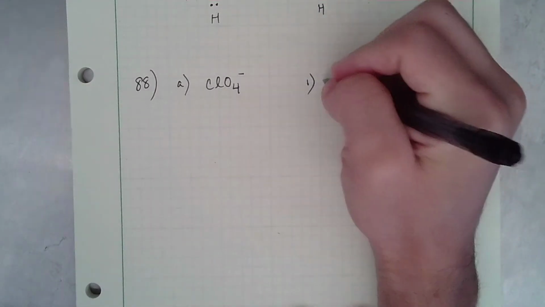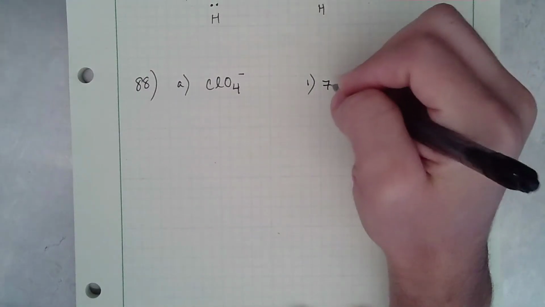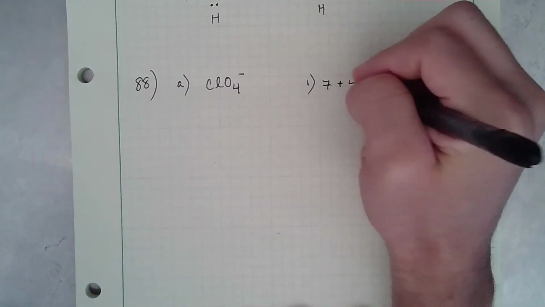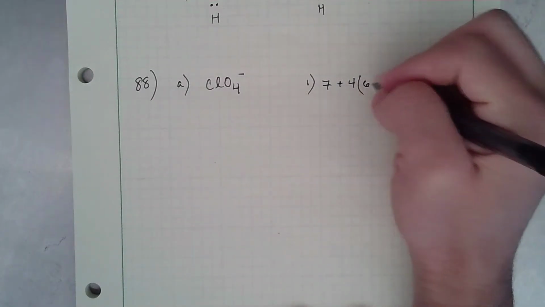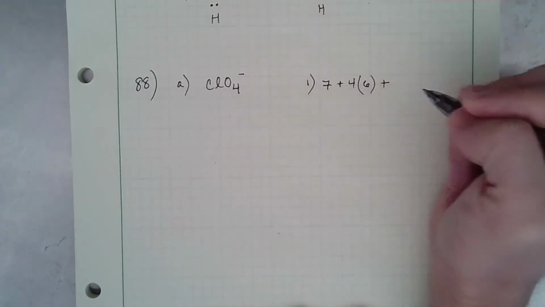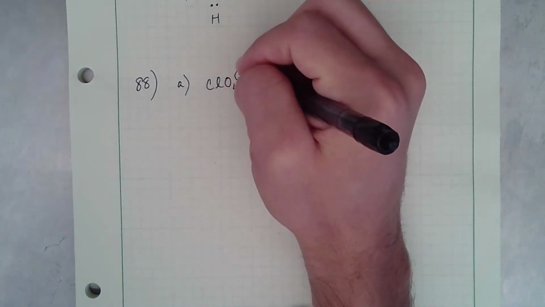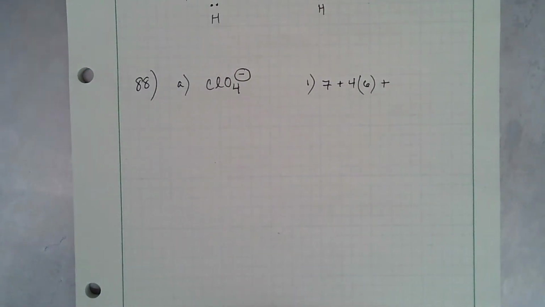So chlorine has 7, okay? Each oxygen has 6, okay? And this particular polyatomic ion has a -1 charge. I have 1 extra electron, okay? That's how that works, all right?